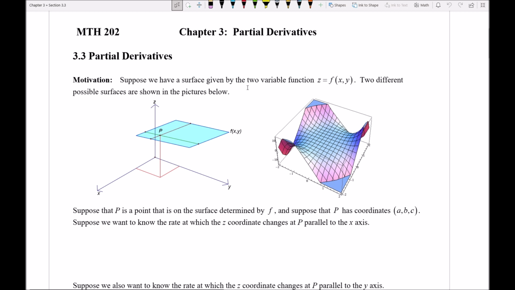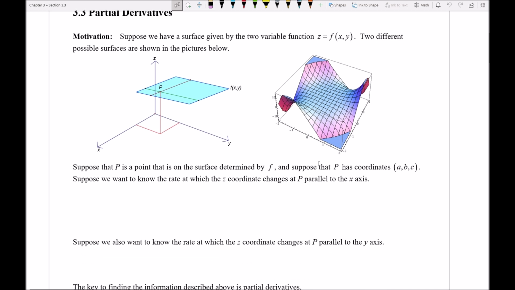Suppose that a surface given by a two-variable function maybe looks like the picture here at the left, or maybe it looks like a more complicated function like the picture at the right. On this first picture, the one with the flat plane, I'm highlighting a particular point that has some set of coordinates. Let's suppose it's got coordinates A, B, C. And we can imagine a similar point over here on this more complicated looking function.